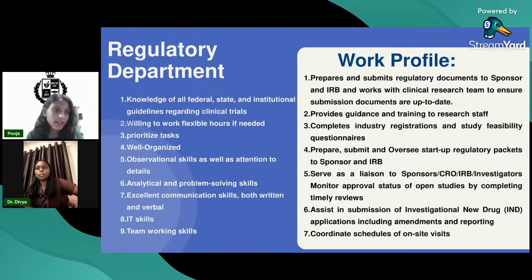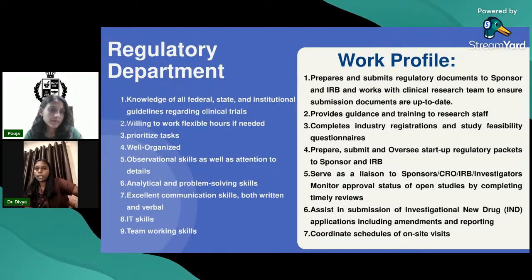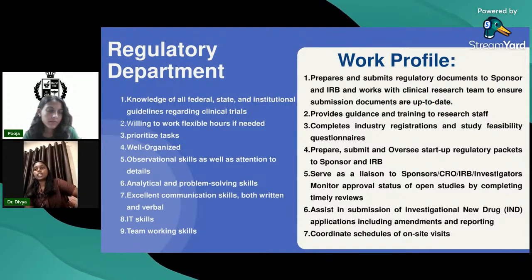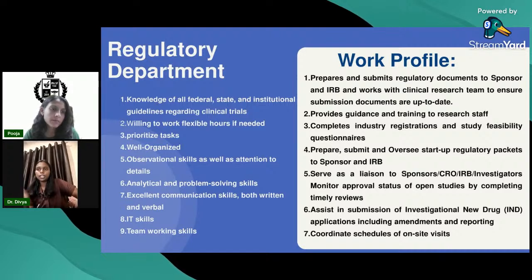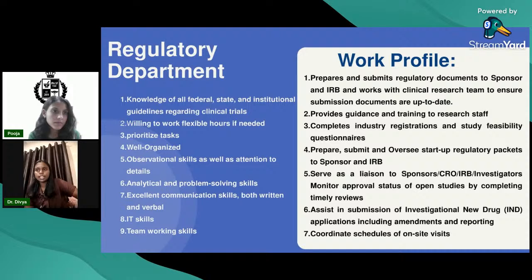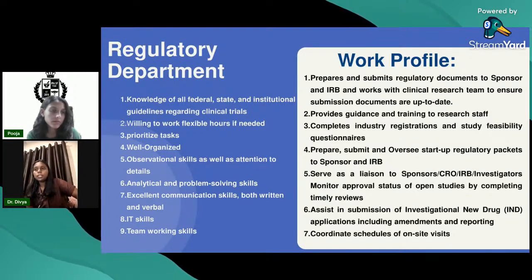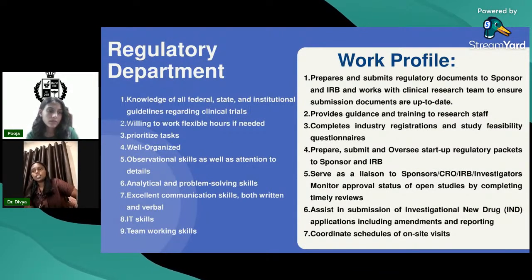The next is the regulatory department. As I said, it is a department which involves clinical trials. These are the people who will ensure the regulatory guidelines are followed and implemented. They will train the staff on how to follow these guidelines and how to submit the regulatory documents on time. They will be a liaison between the sponsor, the CROs, and the investigators, and they will assist you during the process of IND application, NDA application, and they will also coordinate the auditing visits of the trial.